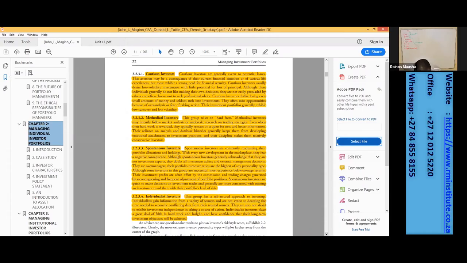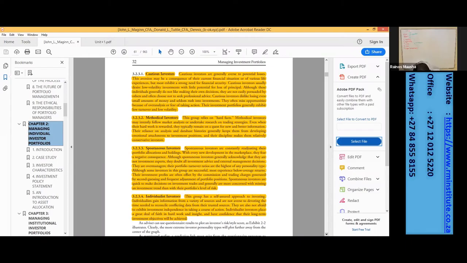So there are four main categories of personality types that we're going to be looking at. The first category of personality type would be cautious investors. Here they say that cautious investors are generally averse to potential losses. Their aversion may be a consequence of their current financial situation or of various life experiences, but most exhibit a strong need for financial security.